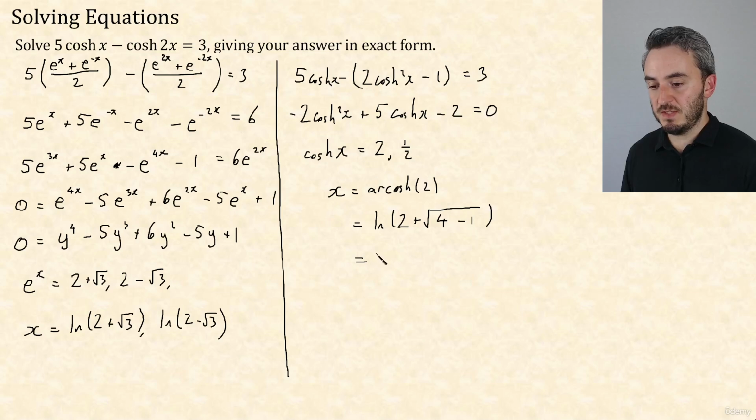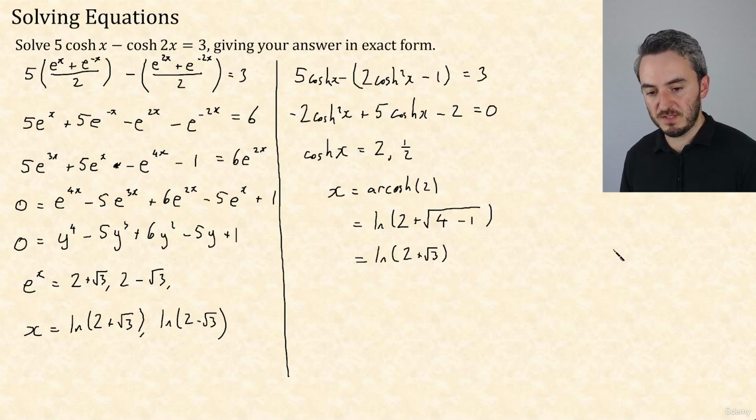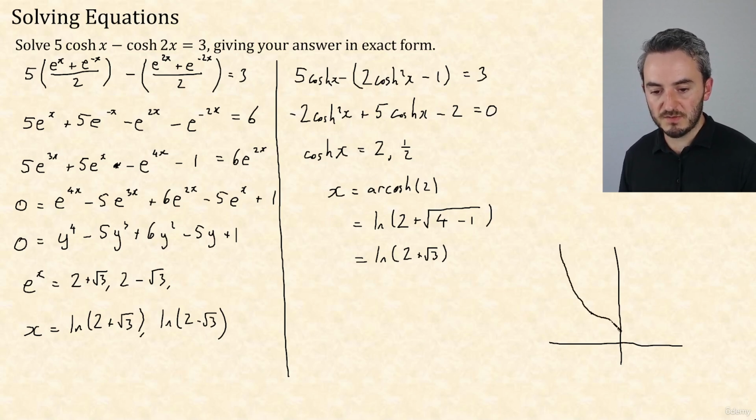And that gives us ln of 2 plus root 3, which is the same as this. Where does this one come from? Well, it comes from the fact that cosh is an even function, meaning if your answer is x on the right hand side, it will be minus x on the left hand side as well.